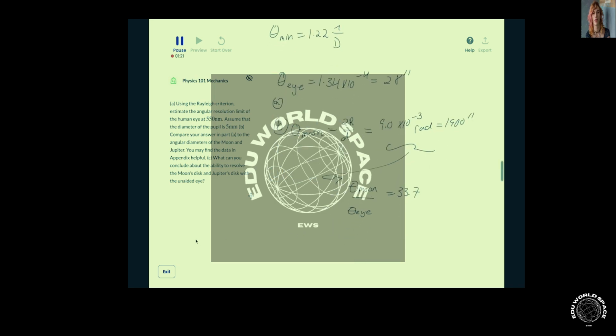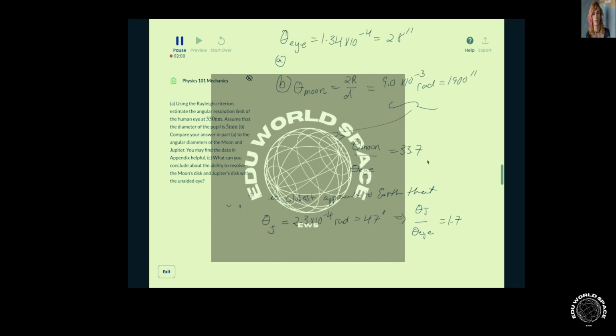We also know that when Jupiter is at its closest approach to Earth, theta Jupiter equals 2.3 times 10 to the negative 4 radians, and that equals 47 seconds. This means that theta Jupiter to theta I equals 1.7.